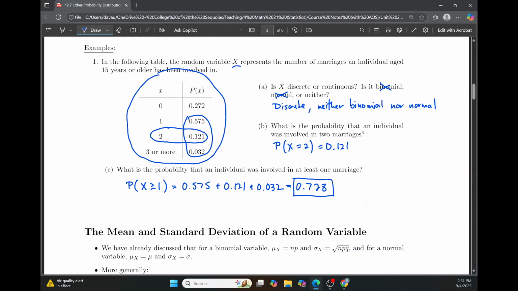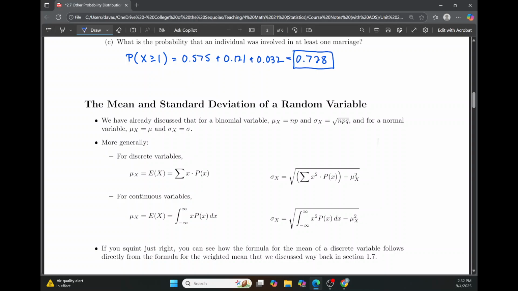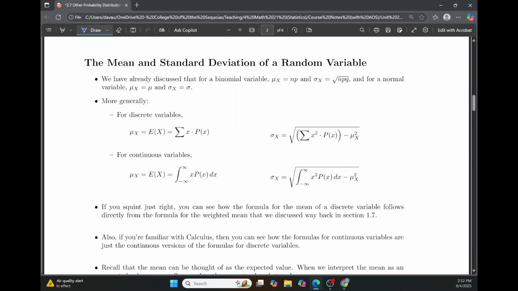Let's talk about the mean and the standard deviation of a random variable. We've discussed that for the binomial variable, the mean is going to be n times p, and the standard deviation is going to be the square root of n times p times q. This is something we talked about back in section 2.5.